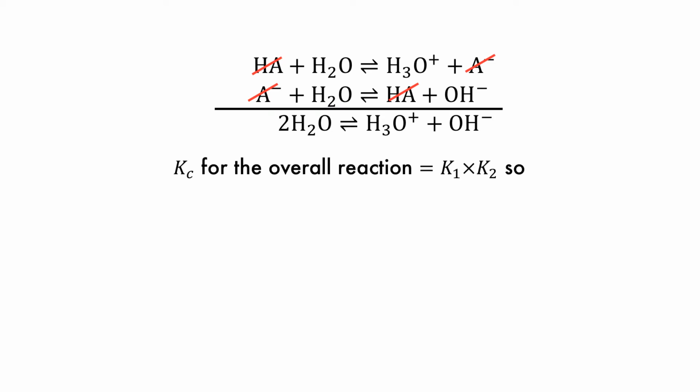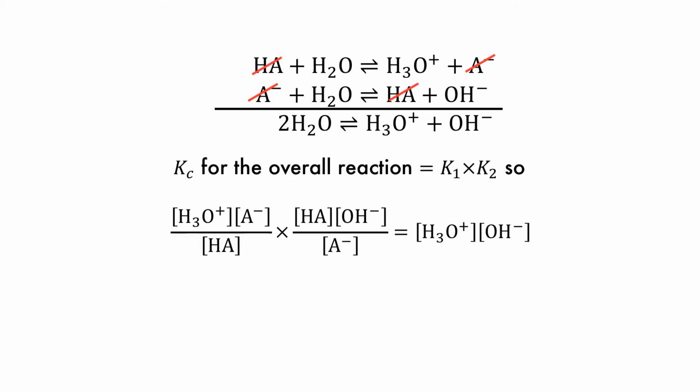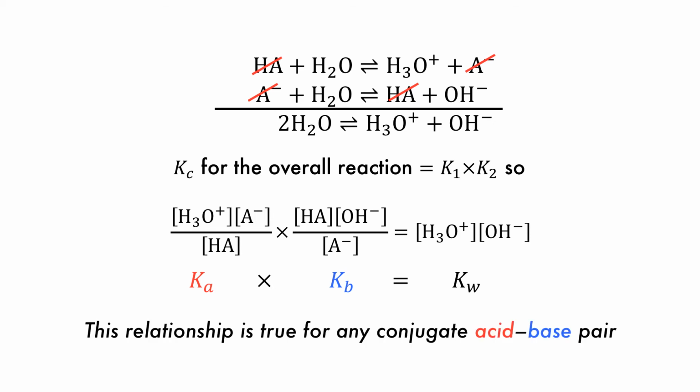Remembering back to chemical equilibria, the overall Kc value is simply the product of the individual K values, and so we find that the product of the equilibrium constants define the overall Kc expression, which is the same as Ka times Kb and is equal to Kw. This relationship, then, is true for any acid-base pair.